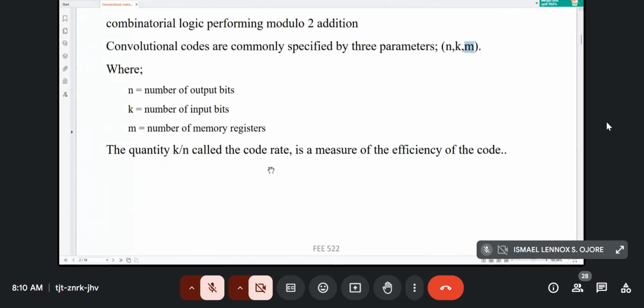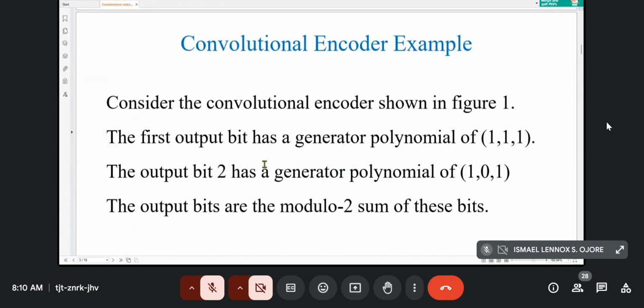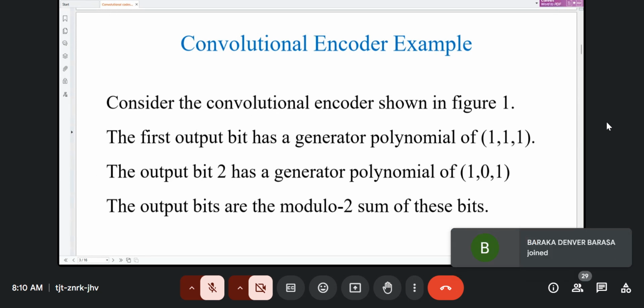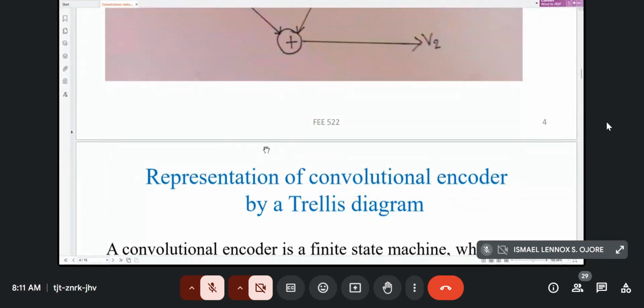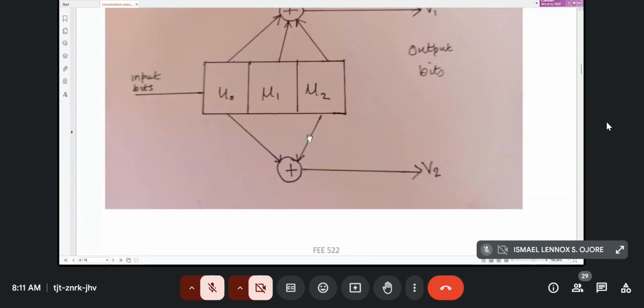And I think the best way to look at convolutional codes is actually to look at the convolutional encoder, and we are going to see that actually this process is similar to convolution. That's why we actually call it convolutional encoder. Yeah, it's very similar to convolution.